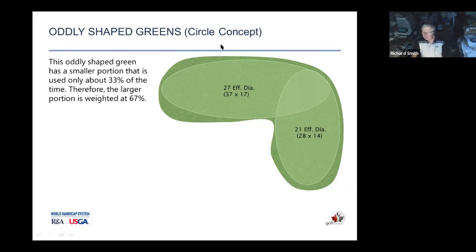But what we do in terms of rating it is we would think of this as two circles or ovals. And in this case, one of them is significantly bigger than the other and will therefore likely have more pin positions than the smaller one. And you can always check that, by the way. Just walk around the green looking for where the hole has been recently and on this part too, and you'll get a decent enough idea of the weighting that you might want to use between the two circles.